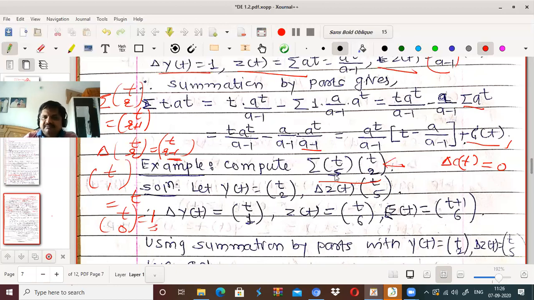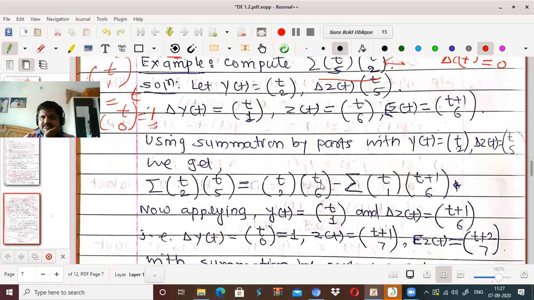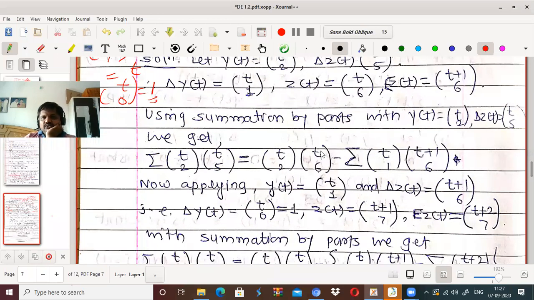Now use summation by parts. First function as it is, yt, into summation of second function. Summation of second function means zt. Z is what? tC6, minus summation of delta of first function, delta of tC2 is tC1, into shift of this function, that is t plus 1 C6. Ezt is what? t plus 1 C6. Okay, now we get tC2 tC6 minus summation of tC1 into t plus 1 C6.